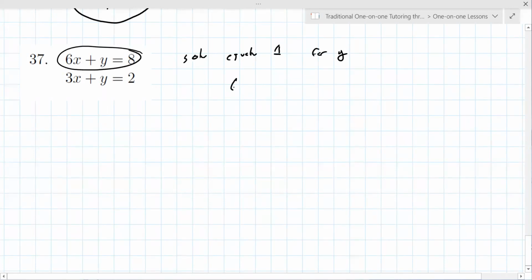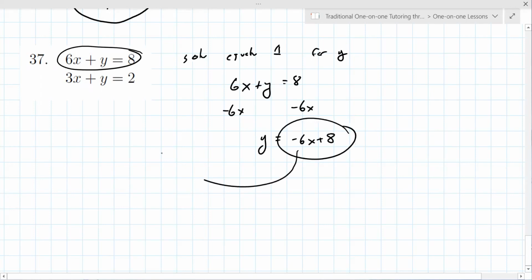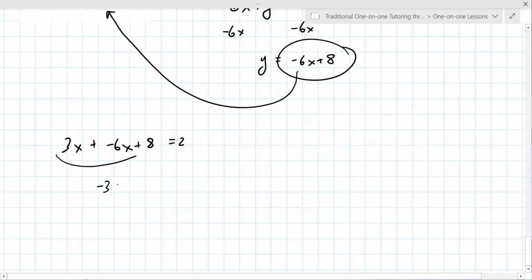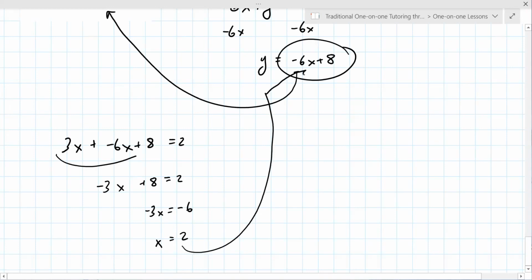Okay, so you would take 6x plus y equals 8, subtract 6x from both sides, and you get y equals minus 6x plus 8. And then you would take that and plug it into this equation here. So it'd be like 3x plus minus 6x plus 8 equals 2. Combine like terms, minus 3x plus 8 equals 2. Subtract 8. Divide by -3. And so you get your x value and plug it back in to get your y value.